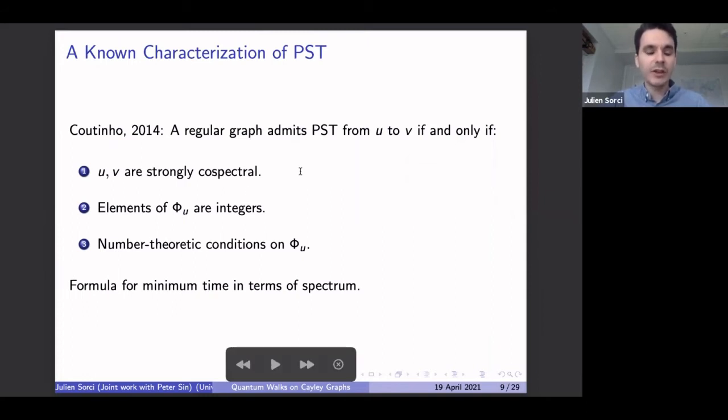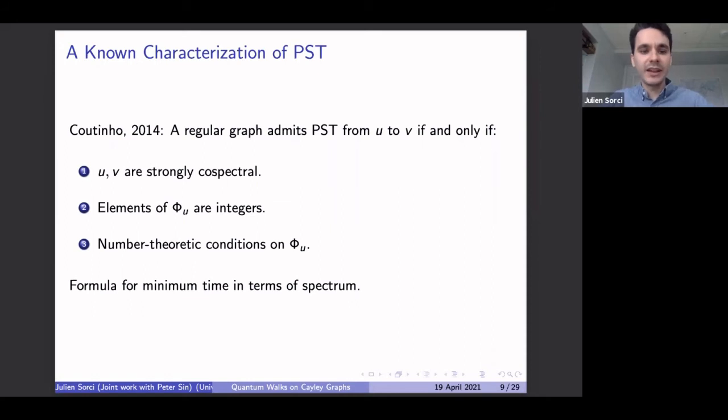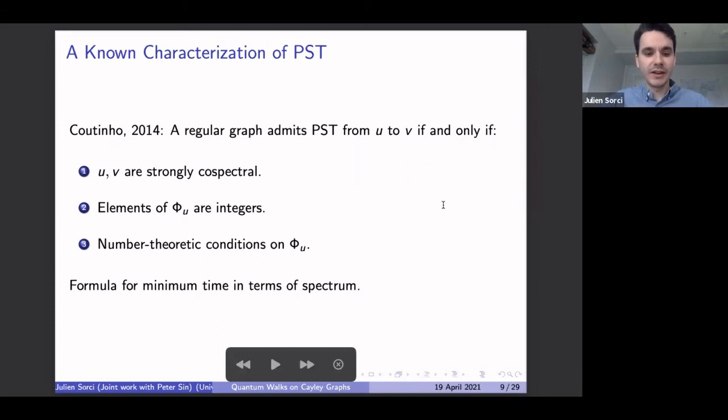And so the big takeaway from this theorem is that all three of these conditions have something to do with the spectral decomposition of your adjacency matrix, right? Because the first condition had to do with the projections onto the eigenspaces, and the second two conditions had to do with certain eigenvalues in your graph. And so in theory, if I know what the spectral decomposition of my adjacency matrix is, I should be able to tell you if there's perfect state transfer or not. Okay, and so this will be important later on.